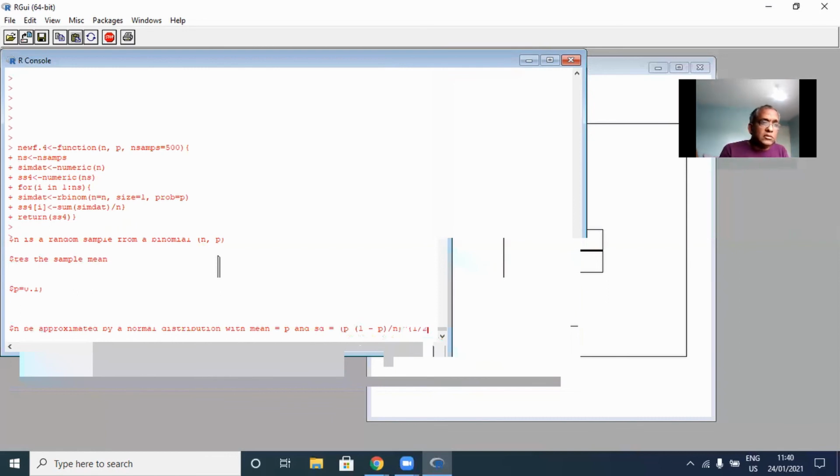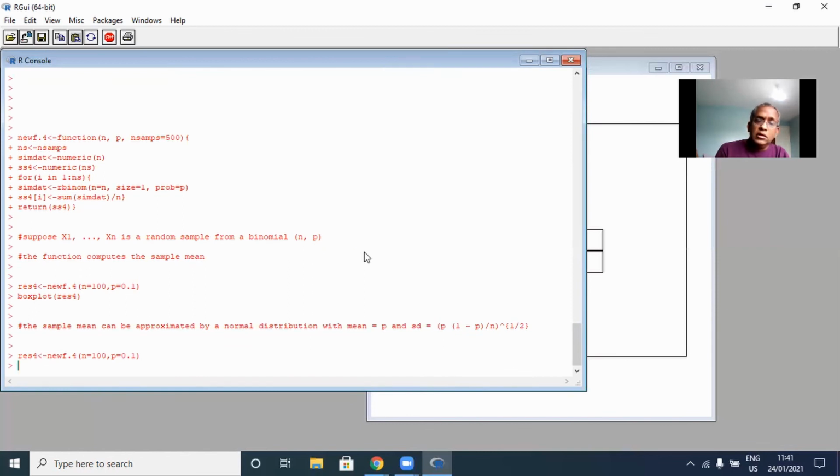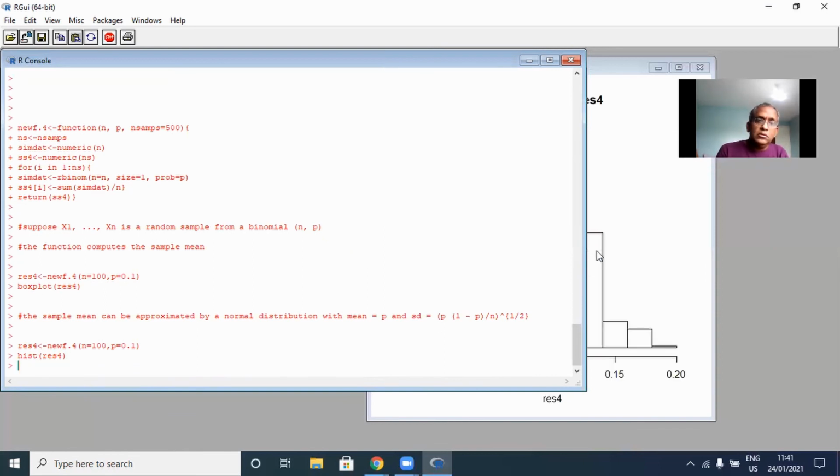Now I want to check this result. In order to check it, I'm going to simulate from this function and draw a histogram, and then on top of the histogram, I will plot the density of the normal. So let's do that. I'm simulating with n equal to 100. So I draw a histogram of the simulated data. It looks something like this.